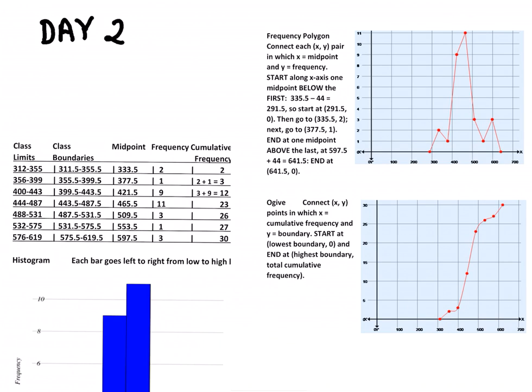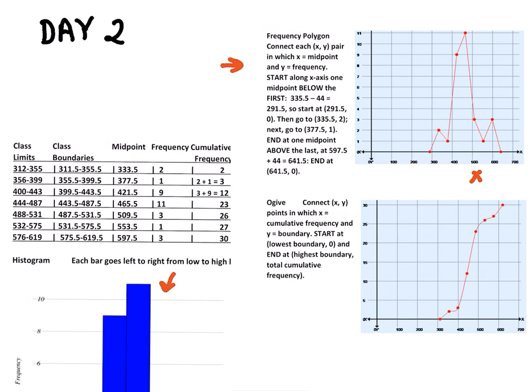I now want to go on to the frequency polygon. Hopefully you have already seen the video about the histogram, which is down below here. We're now focused on the frequency polygon. A frequency polygon is a line graph, a broken line graph, connecting dots.